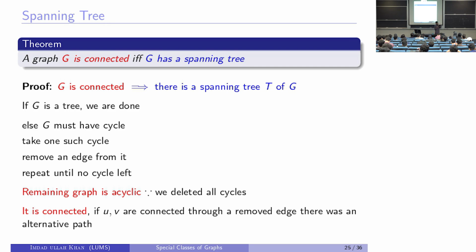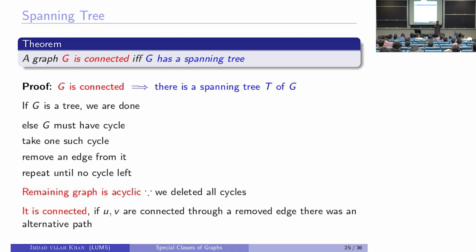So, suppose the graph is not a tree. It is connected, but it is not a tree. What does it mean? It must have a cycle, at least one cycle. Find a cycle, delete any edge you want from it. Did I disconnect the graph? Why not? We just said that an edge cannot be a cut edge if it is on a cycle. I deleted the edge from the cycle, so it cannot be a cut edge. So the remaining graph must be connected.